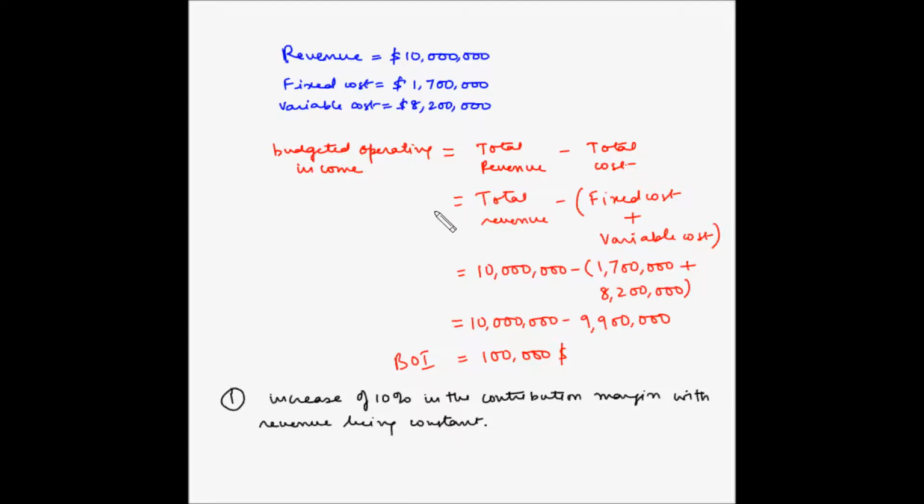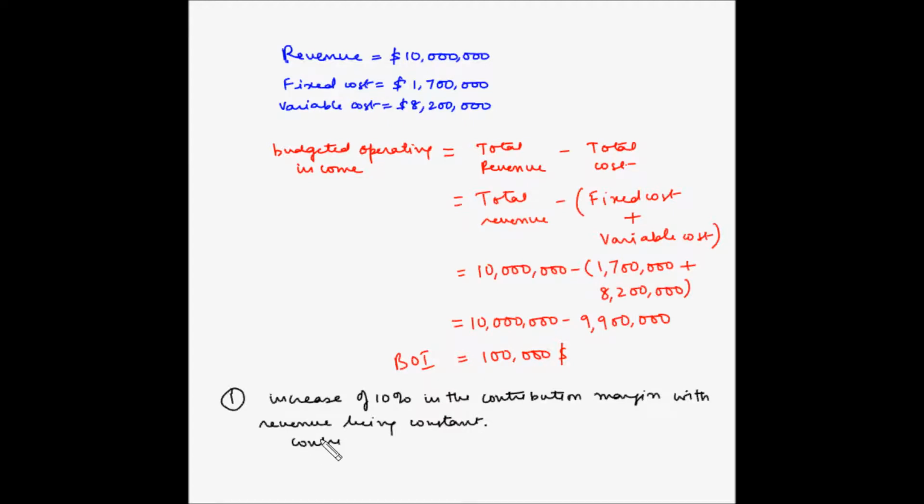Now, budgeted operating income is total revenue minus the total cost, which is fixed cost plus variable cost. And now we are being asked to find out what is the impact on this budgeted operating income if there is an increase of 10% in the contribution margin. So here we have to find out if there is any impact on the revenue, fixed cost or variable cost when the contribution margin is increased by 10%. So let's first find out what is contribution margin.